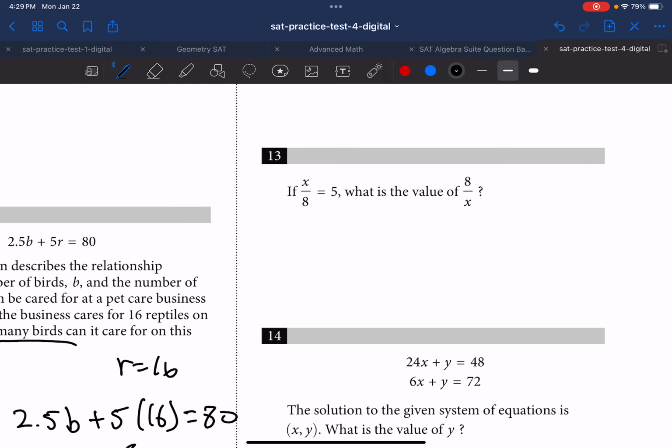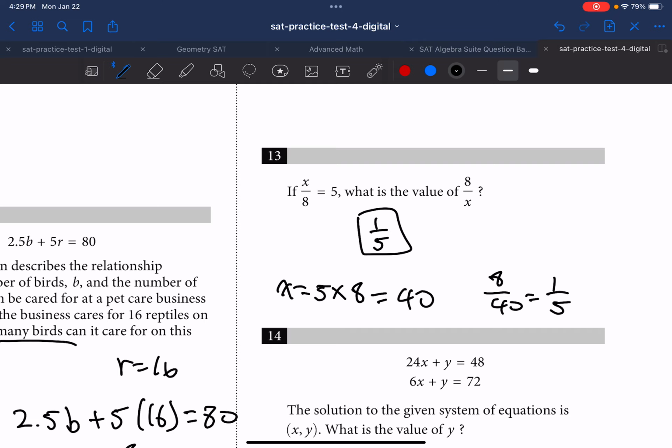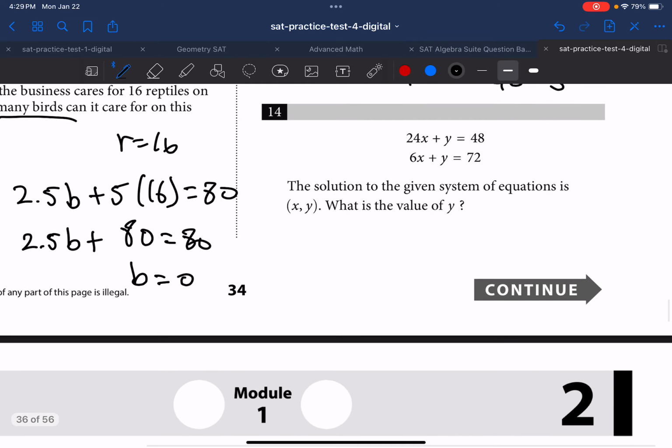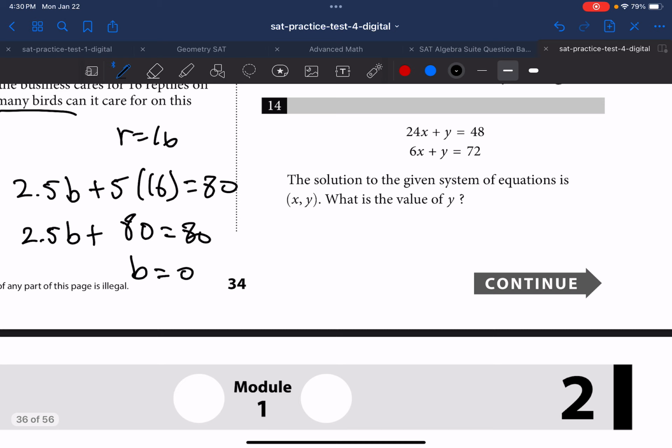This is just a reciprocal question. Since the denominator and numerator change, we already know the answer is 1 over 5. Or you could solve for x. x is equal to 5 times 8 equals 40. So 8 over 40 is equal to 1 over 5. Simple. Question number 14. The solution to the given system of equations is (x, y).